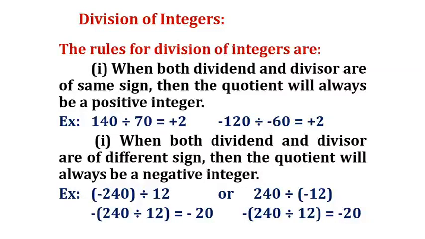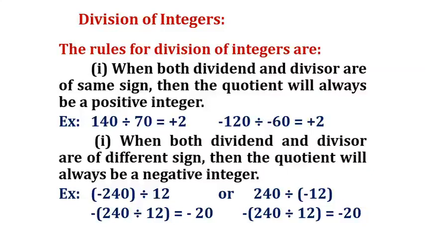So observe here, if you divide by 70, how many times does it divide? 2 times, so I will get plus 2. Here also you are getting plus 2, an integer. And it is not always possible to get an integer in divisions.